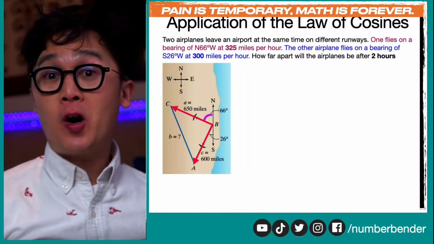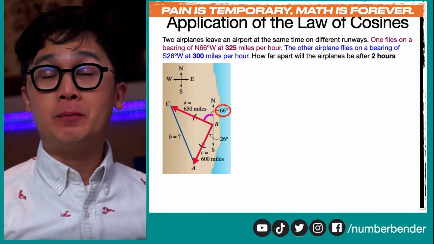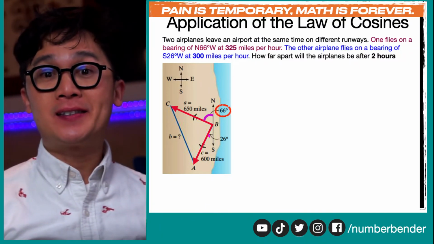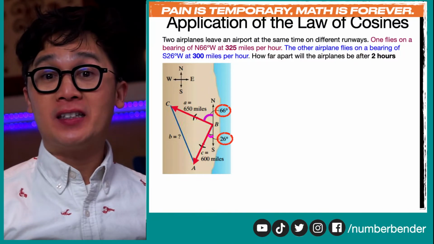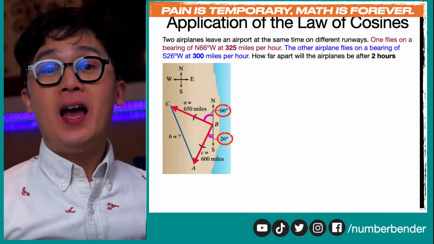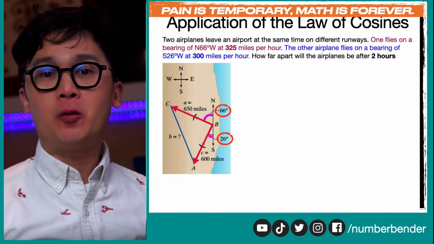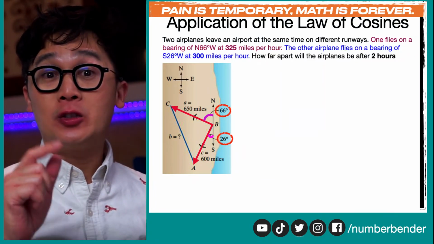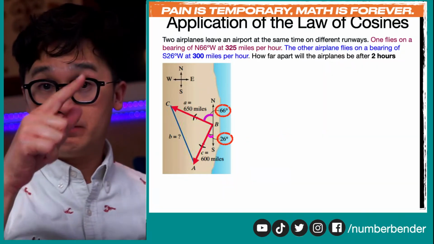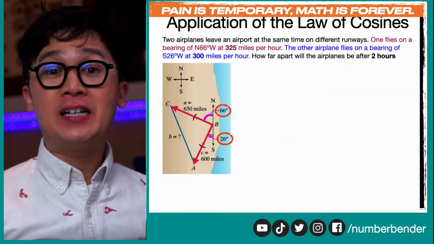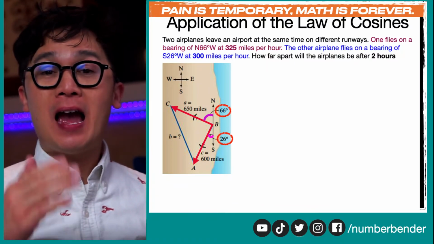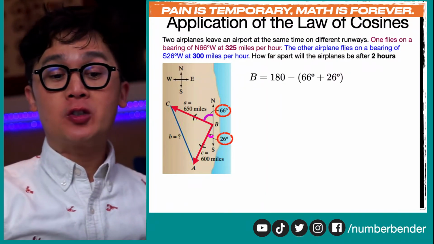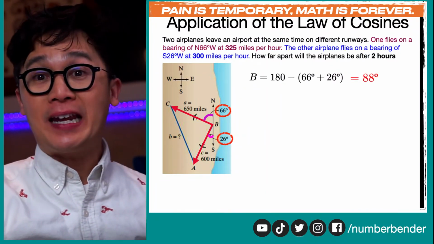And the angles formed by these two airplanes will help us find the measurement of angle B, which is the angle formed by the two planes in our word problem. Why is this important? Because we'll be able to solve that particular angle by adding the two exterior angles of our oblique triangles and subtracting it from 180 to complete our 180 degrees. So from doing so, we'll be able to solve for angle B, which is equal to 88 degrees.